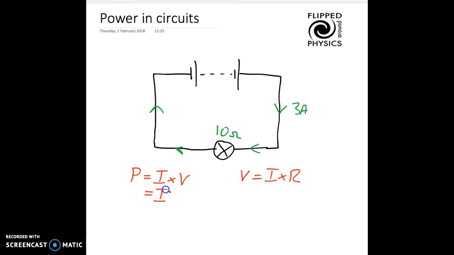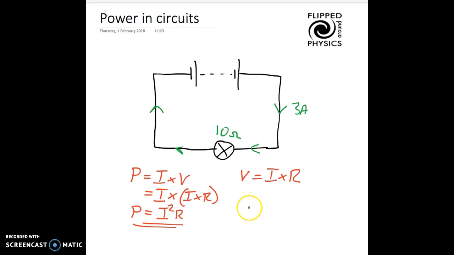So we get I times, and now substitute I times R, and we get I squared R. So P equals I squared R. Okay, we can work out the power output when we're not given the potential difference across the device, but we know the resistance.